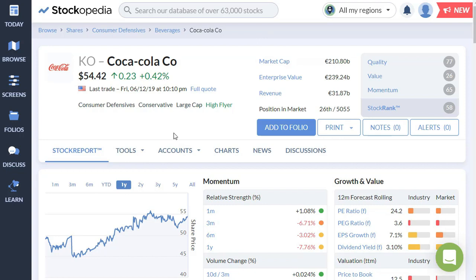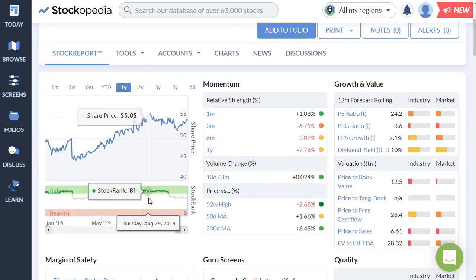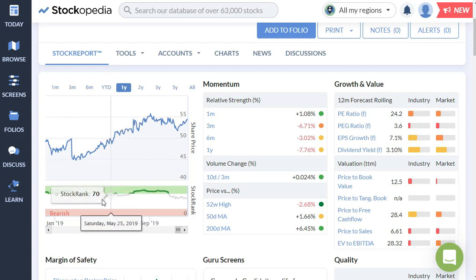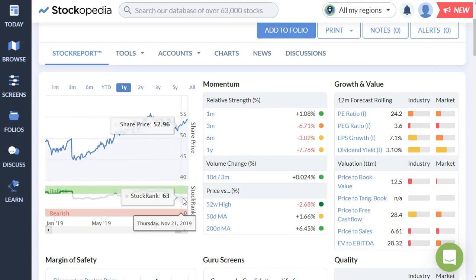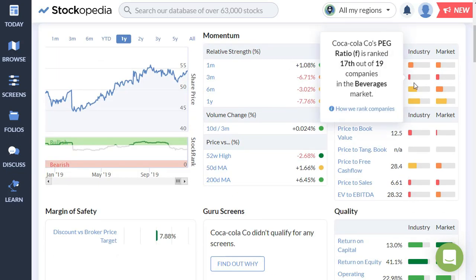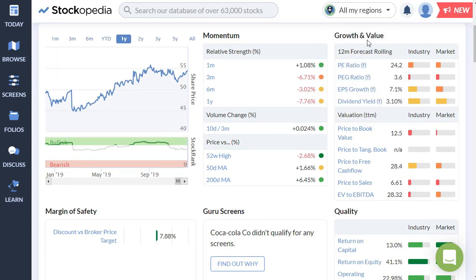Now, if we are taking a look at Coca-Cola here, we can see the price range, but down here we can also see a chart of the stock rank. You can see here that for a long while it has been rising along with the price, and it has been in green territory, and I think that is when it gets above 70 or 75, something like that, and then it drops down into neutral territory. We can look at the price momentum here. We can look at, and that's something I really like, growth and value here, and this is a rolling 12-month forecast. You can see that there's a PE ratio forecasted at 24.